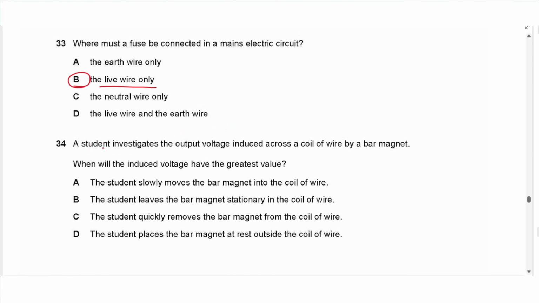Question 34 says, a student investigates the output voltage induced across a coil of wire by a bar magnet. When will the induced voltage have the greatest value? The student slowly moves the bar magnet into the coil of wire, not slowly. The student leaves the bar magnet stationary in the coil, that will not induce any current. The student quickly removes the bar magnet from the coil, quickly and there is motion, so yes. The student places the bar magnet at rest, again stationary, no induction. So the answer here is C.